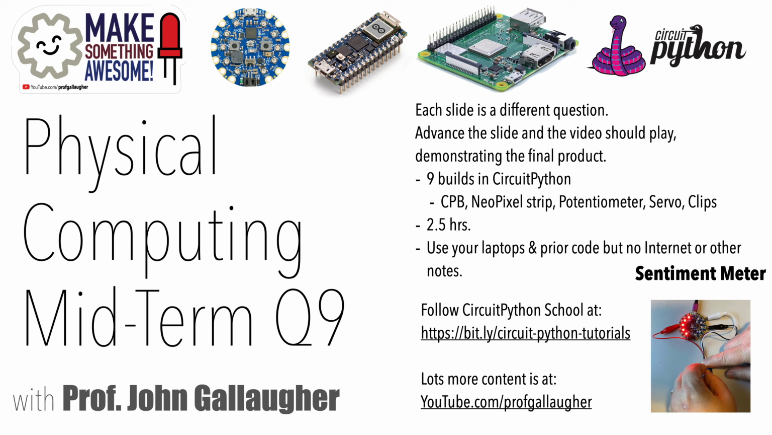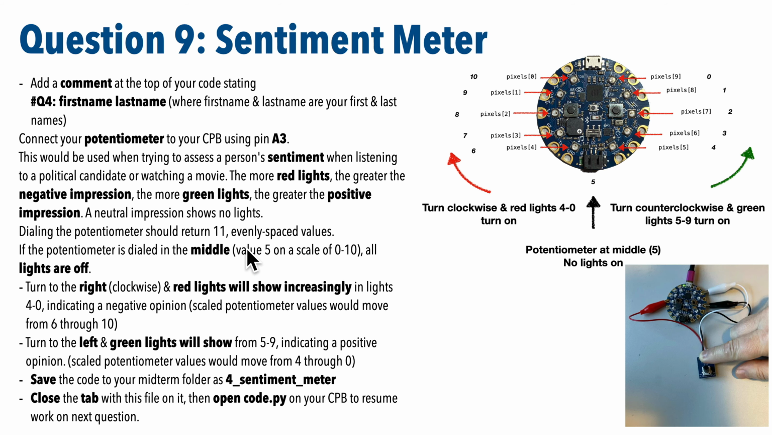Let's take a look. So again, this is supposed to be used to assess a person's sentiment when listening to a political candidate or watching a movie. The more red lights, the greater the negative impression. The more green lights, the greater the positive impression. A neutral impression should indicate no lights. So dialing the potentiometer should return 11 evenly spaced values.